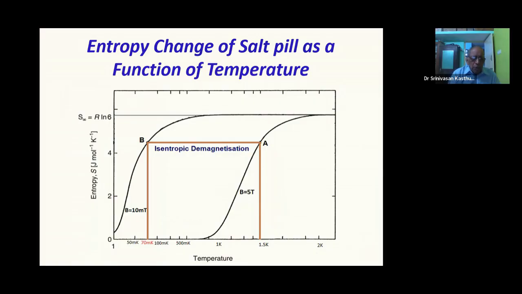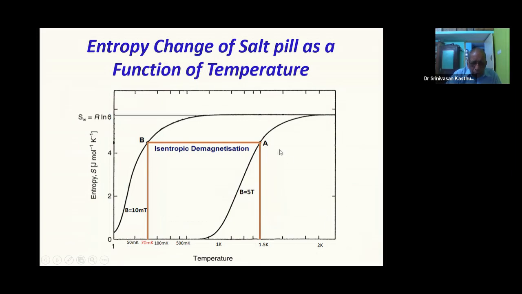So this can now be expressed in terms of the entropy change of the salt pill as a function of temperature. Here you can see the entropy is put on the y-axis and the temperature is put on the x-axis.